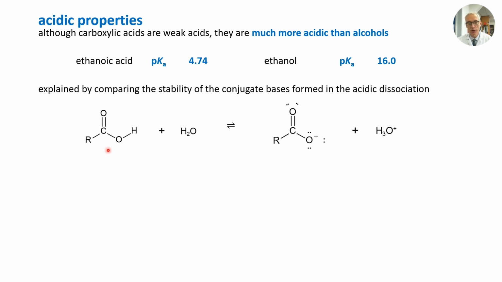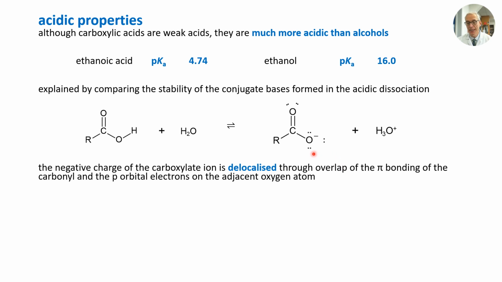So in Bronsted-Lowry theory, of course, the carboxylic acid donates a proton to the base water to form the hydronium ion H3O+, leaving behind the conjugate base. Now the conjugate base is negatively charged. If the charge is located on one oxygen atom, that is less stable than if that negative charge could be delocalized through a number of atoms, for instance, the oxygen-carbon-oxygen system.